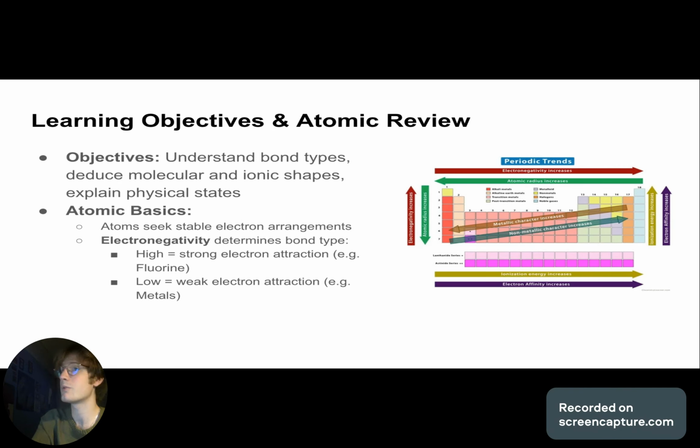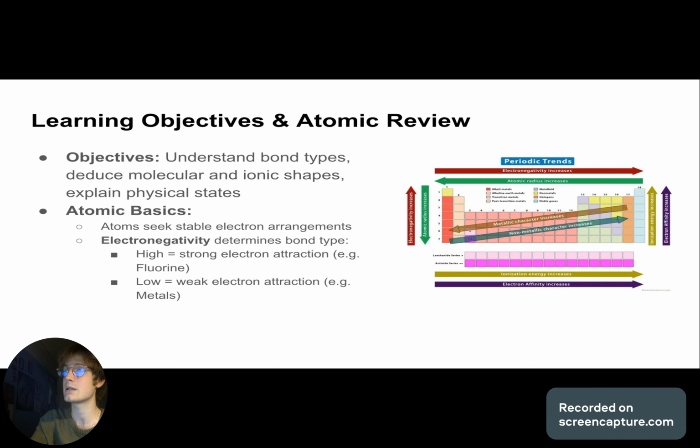Before we look into bonding, I'll review some fundamental concepts. First, atoms always seek stability. They want to achieve a balanced state, which usually means having a full outer shell of electrons. In other words, that's a stable electron configuration.